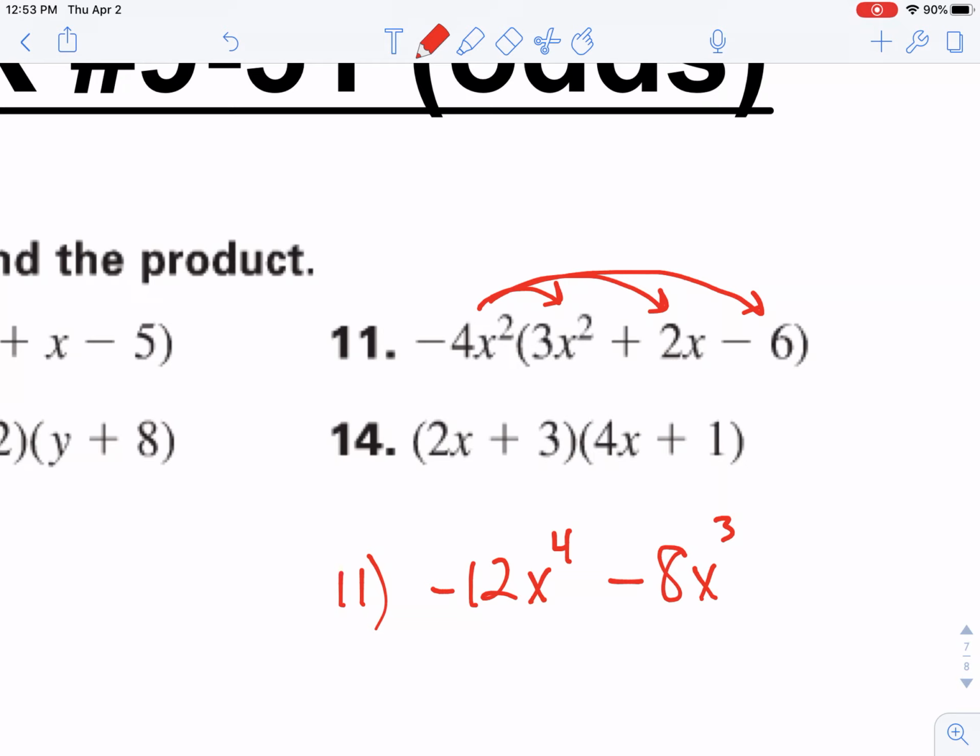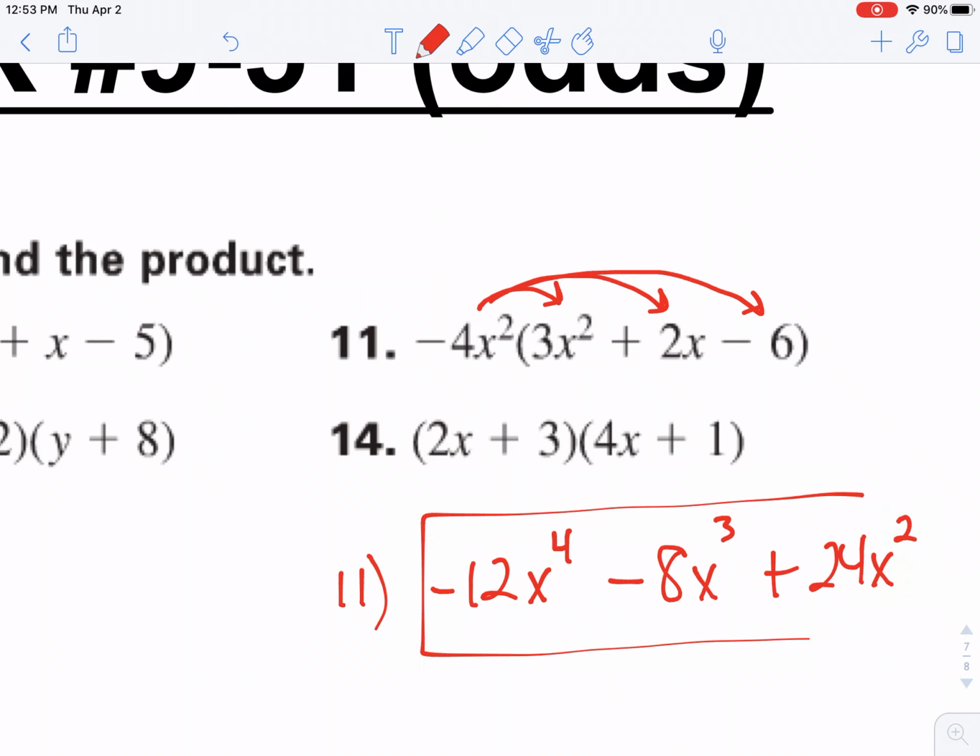And then negative 4x squared times negative 6 is going to give you a positive 24x squared. Because negative times negative makes a positive, so 4 times 6 is 24, and then the x squared is the x squared.